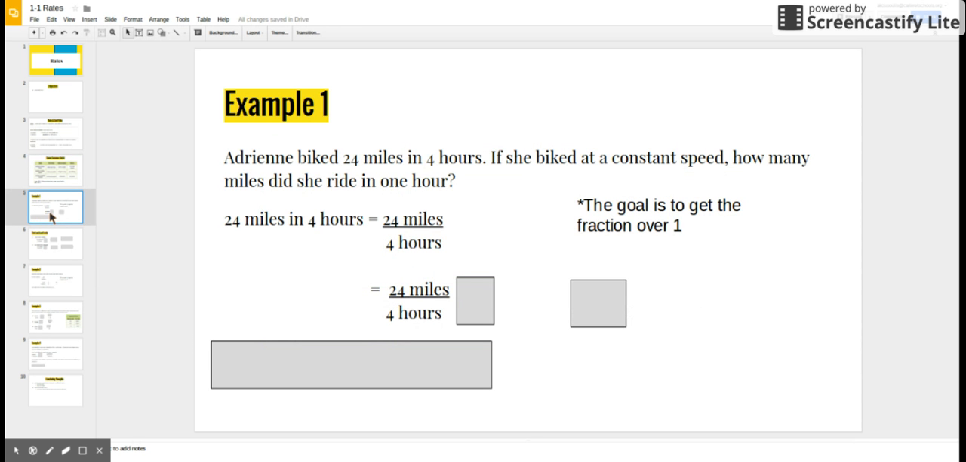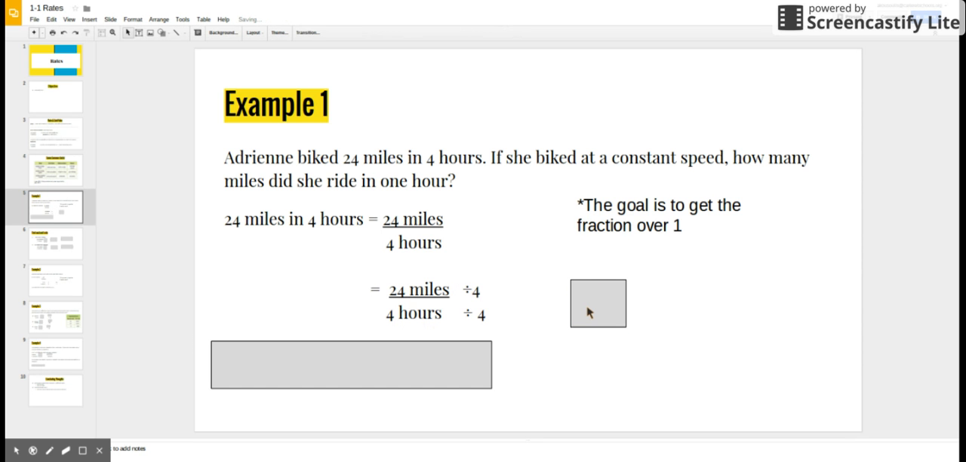So here's our first example. Adrian biked 24 miles in 4 hours. If she biked at a constant speed, how many miles did she ride in 1 hour? So if she goes 24 miles in 4 hours, our ratio looks like this, 24 miles per 4 hours. The goal is, though, to get the fraction over 1, because we want to figure out how much did she ride in 1 hour. So if you know how much she rides in 4 hours, in order to figure out how much she rides in 1, you would just divide the top and the bottom by 4.